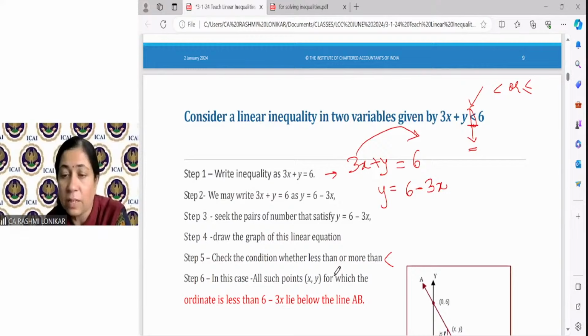Let me repeat. The first step is to write the inequality as an equality. The second step is to keep y on the left hand side and all the others on the right hand side. Then put in values and find the pairs of values that satisfy this equality. Once you have done that, you are going to draw a graph. Once you have drawn the graph, you see whether it is less than, greater than, less than or equal to, or greater than or equal to, and then you decide on the area that satisfies the given conditions. So let us try and do this. These are the steps that we are supposed to be doing.